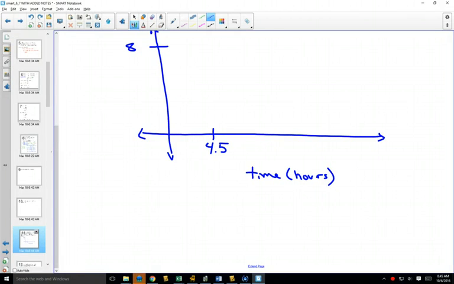Now, it says it hits a minimum of 2 meters (6 hours and 12 minutes) later at 10:42. So first of all, if this is 4.5 hours, this spacing, I'm going to have to make 6 hours a little bit wider. Does that make sense?